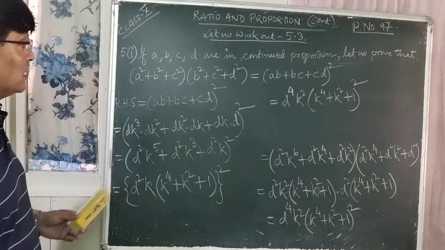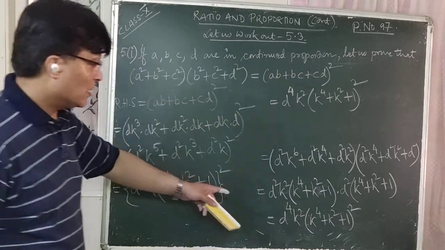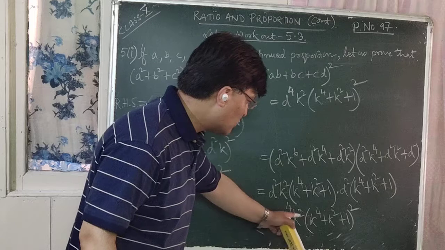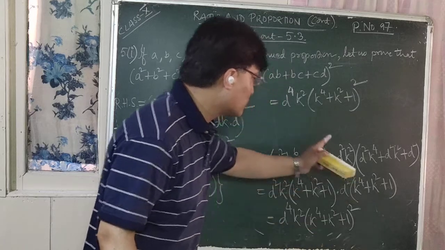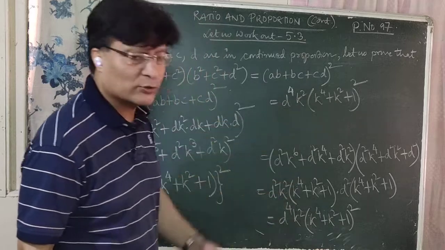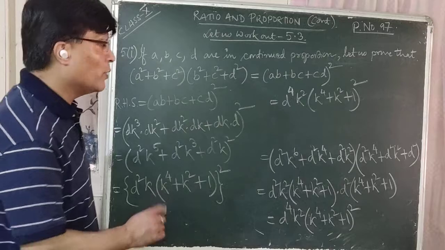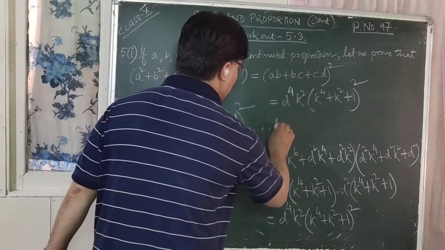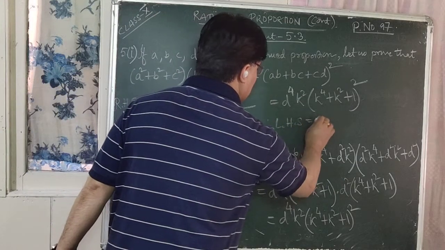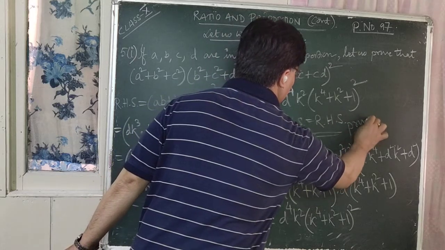Is that clear to all of you? So we have done it. This is your left hand side, d to the power 4 k square into k to the power 4 plus k square plus 1 whole square. Also the right hand side is d to the power 4 k square into k to the power 4 plus k square plus 1 whole square. That means LHS is equal to RHS. So we have proved it. Therefore LHS is equal to RHS, proved.